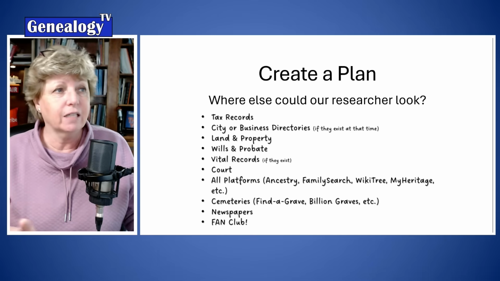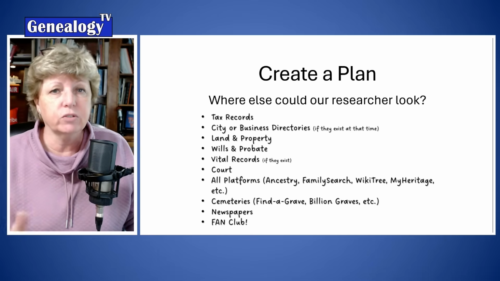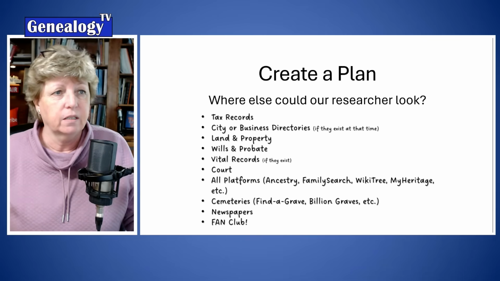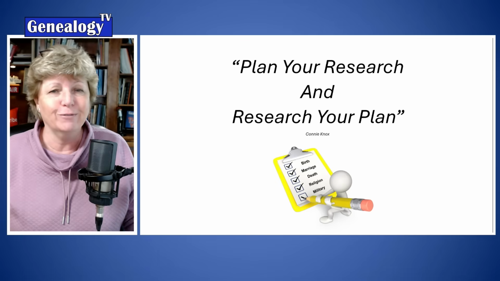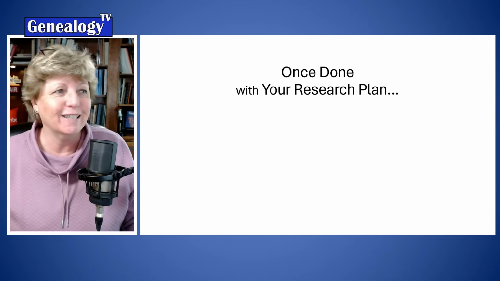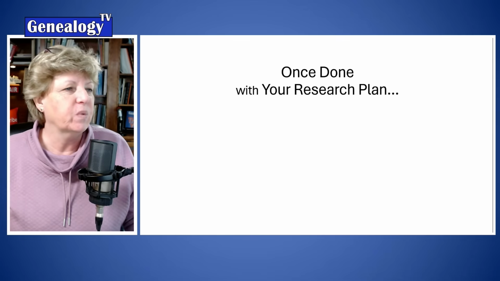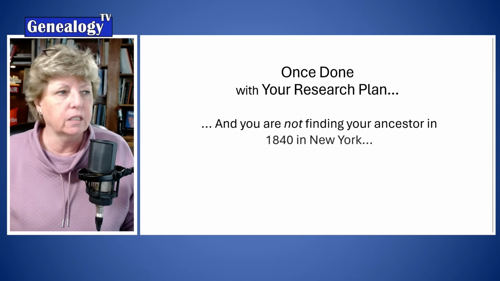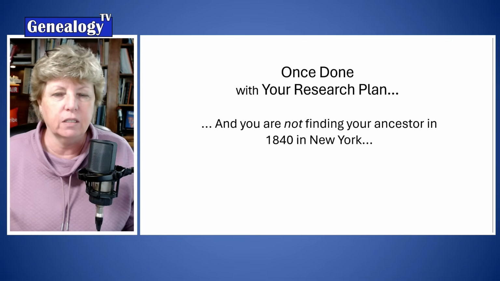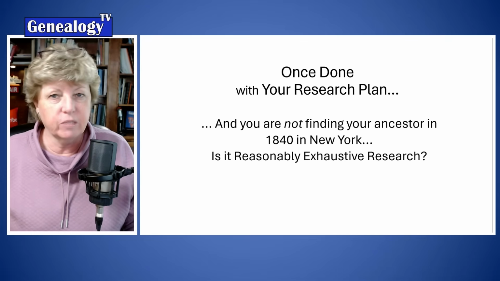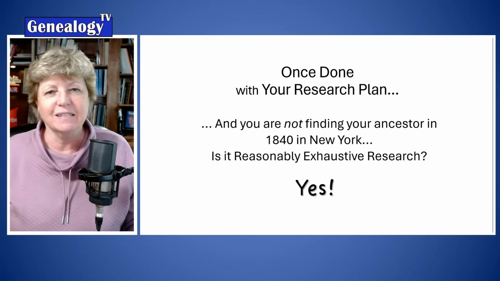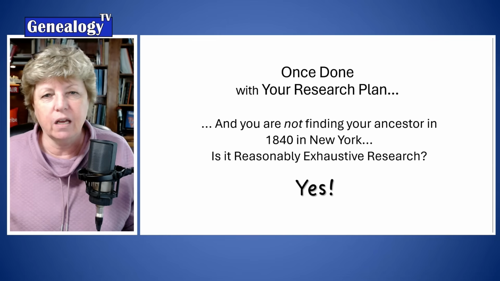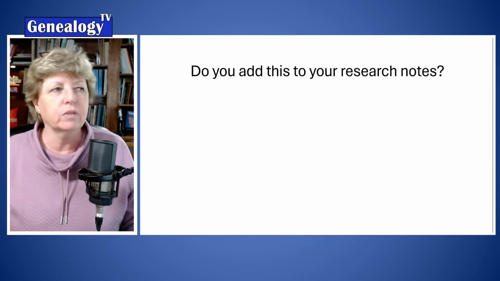And I've added the fan club here. So we've created a research plan. Now, plan your research and research your plan. That's what I say. So once you're done with your research plan and you're still not finding your ancestor in the 1840 time period in New York, is it reasonably exhaustive research? At that point, yes. Once you have gone through everything you could possibly go through, then yes.